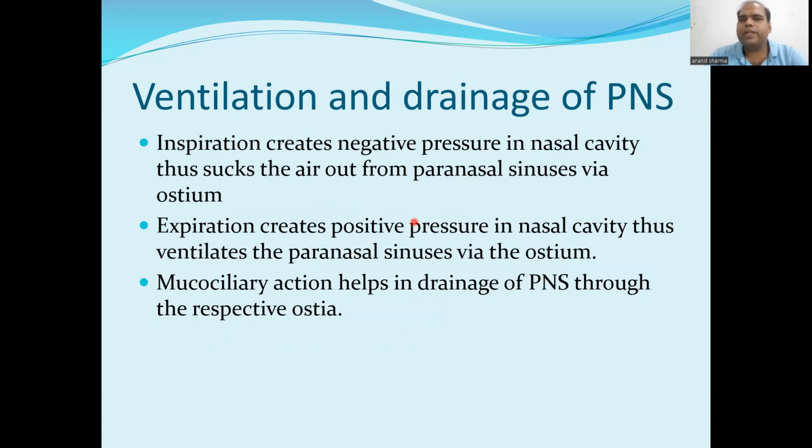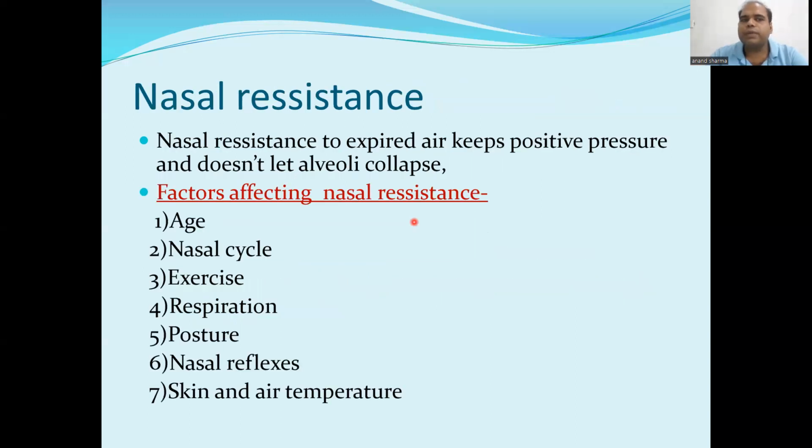Ventilation and drainage of paranasal sinuses. Inspiration creates a negative pressure in the nasal cavity, thus sucking out air from the paranasal sinuses. Similarly, expiration causes positive pressure in the nasal cavity, thus the air is pushed into the ostia. Mucociliary clearance helps in the drainage of the paranasal sinuses through their respective ostium.